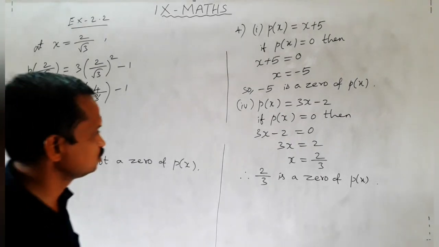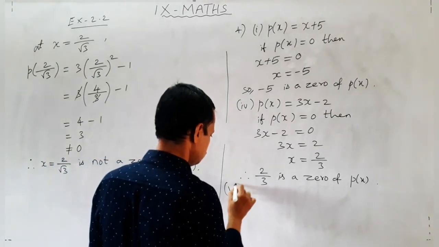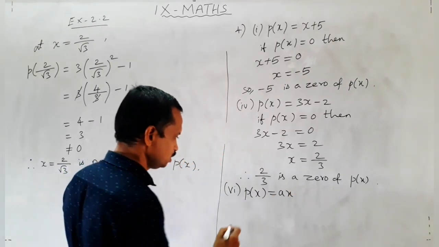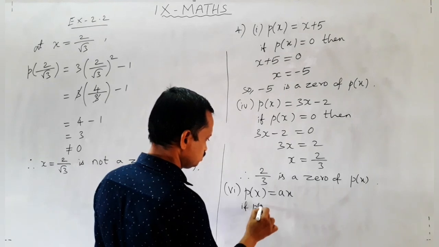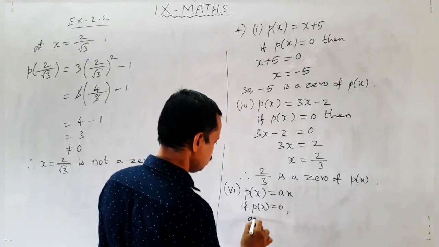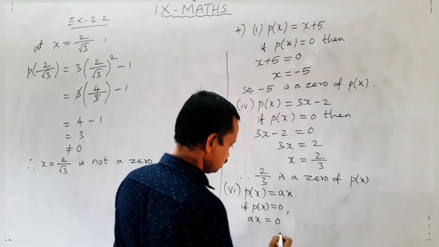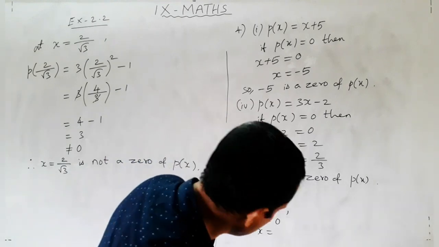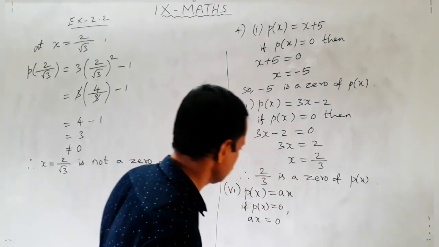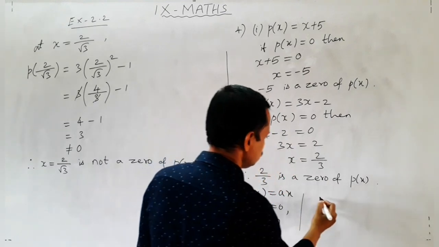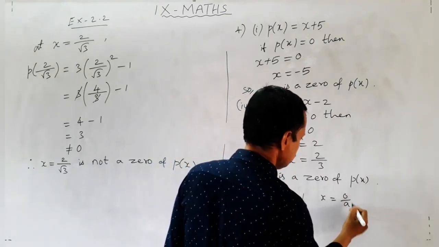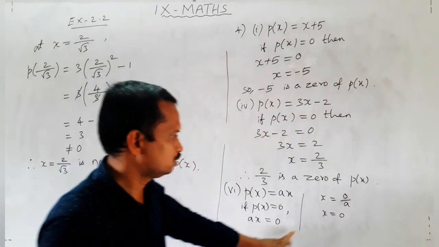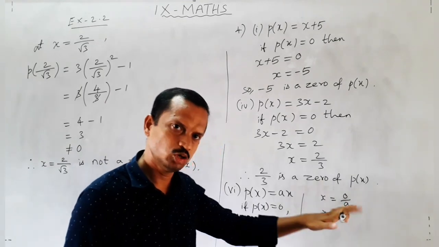And then coming to the next, p of x equal to ax, option 6. So how to do this? If p of x is equal to 0, then we have ax equal to 0. X equal to 0 by a. So here I am writing, you get x equal to 0 by a, so x equal to 0. Clear or not? 0 by anything is 0.